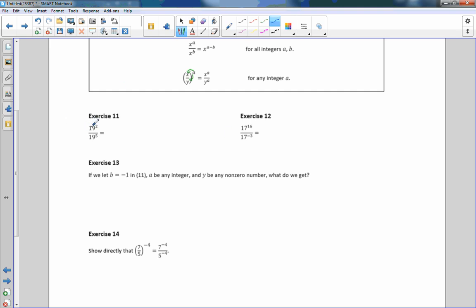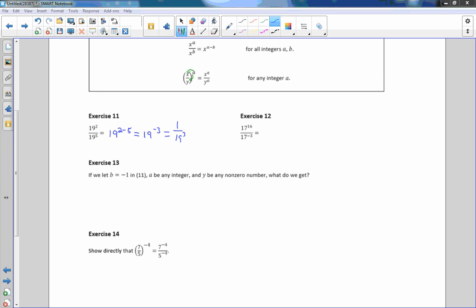Okay, so here we go. I have a base 19 being divided, so the base is going to stay the same. I have a 2, I have a 5. The rule says it's the numerator power minus the denominator power. And when I simplify that, I get 19 to the negative 3. I could also rewrite that as 1 over 19 to the positive 3.